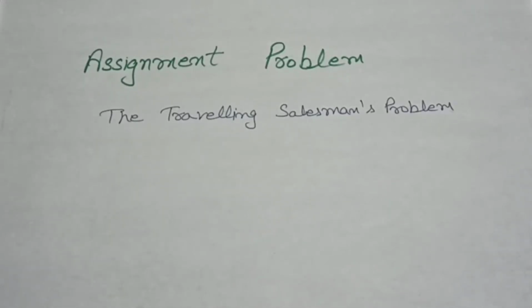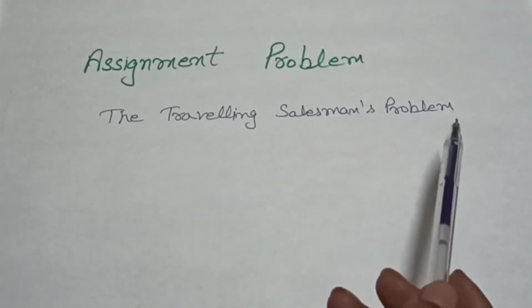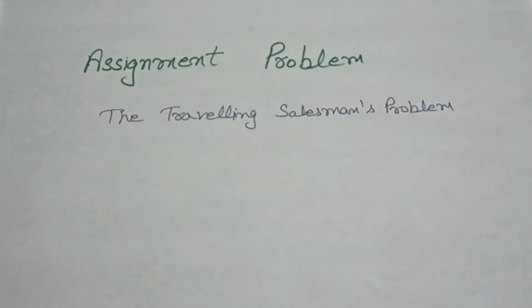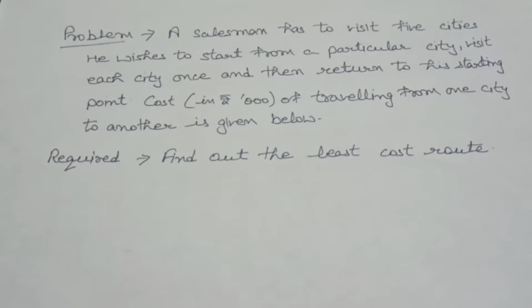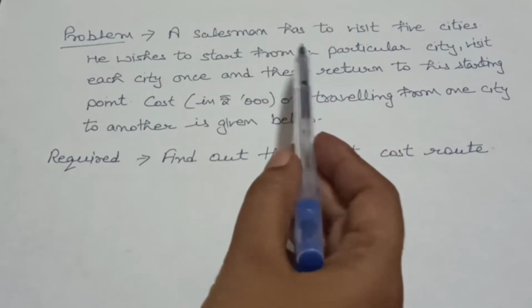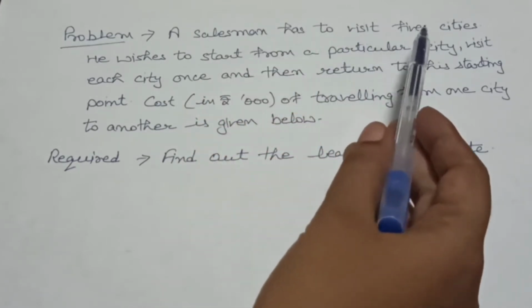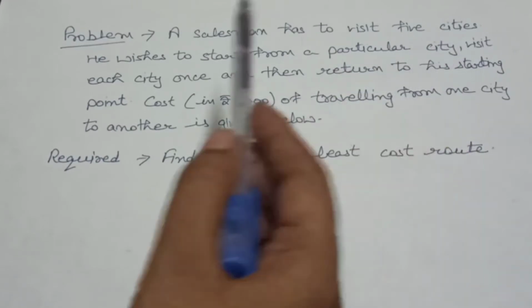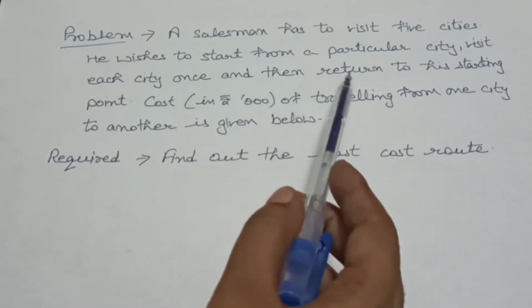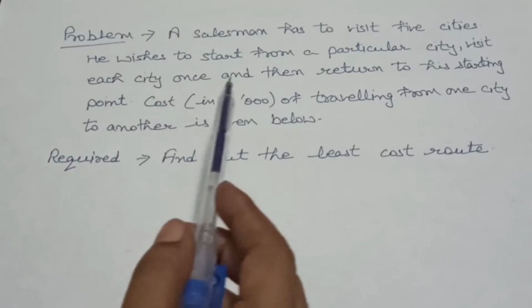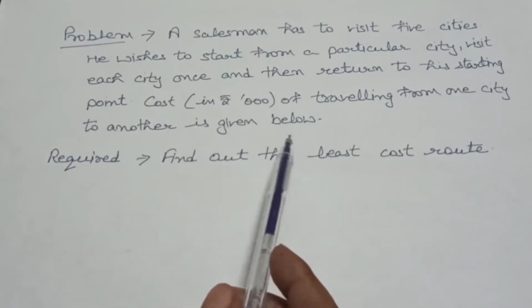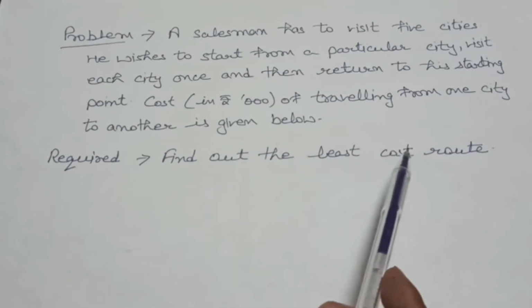My name is Seema Gupta and today I will describe the traveling salesman problem, which is a topic of the assignment problem. So here is the problem. A salesman has to visit 5 cities. He wishes to start from a particular city, visit each city once and then return to his starting point. The cost of traveling from one city to another is given in the next matrix. We have to find out the least cost route.